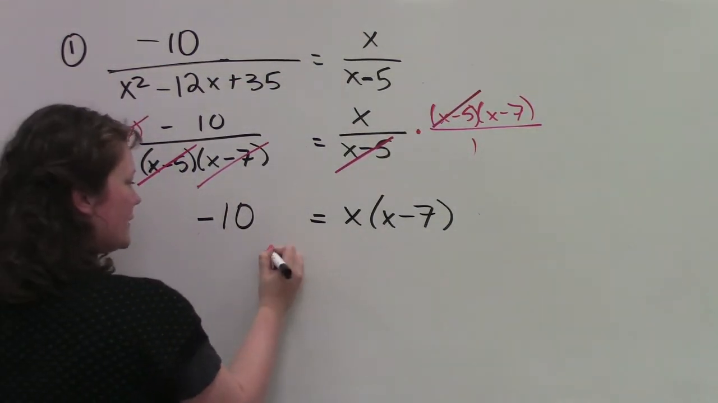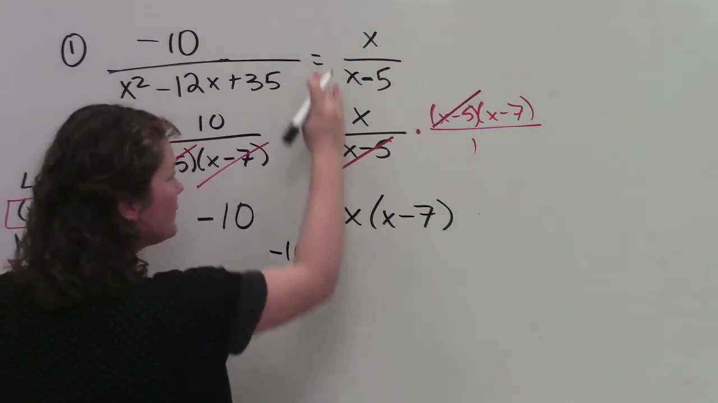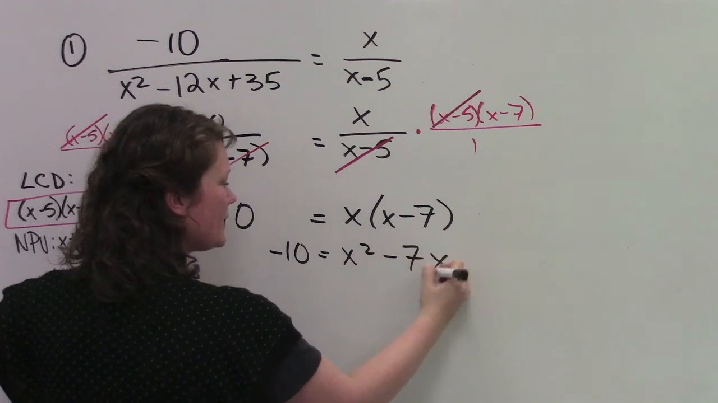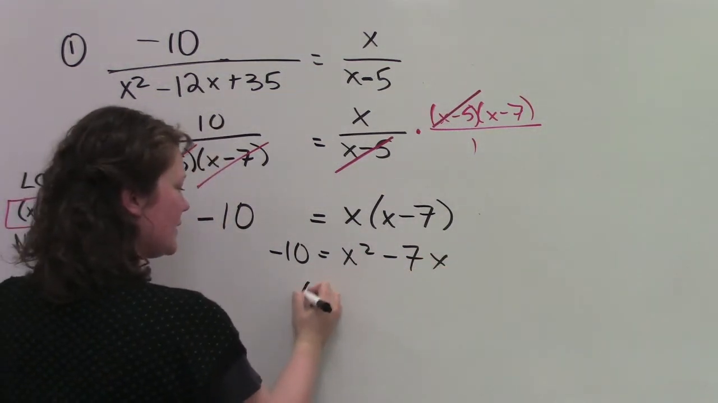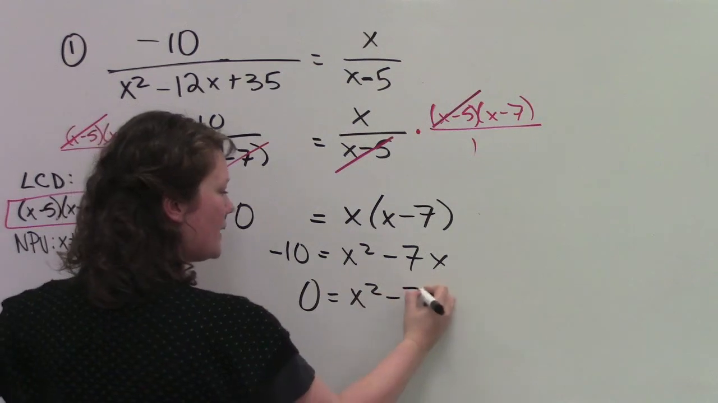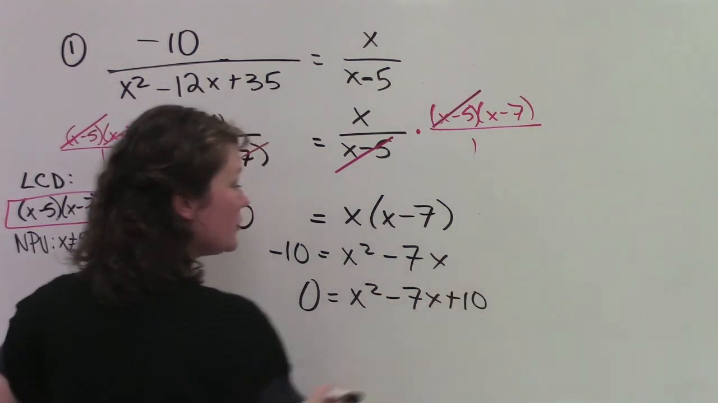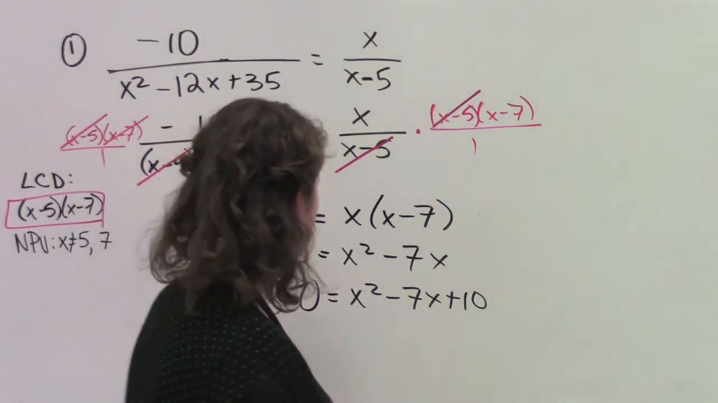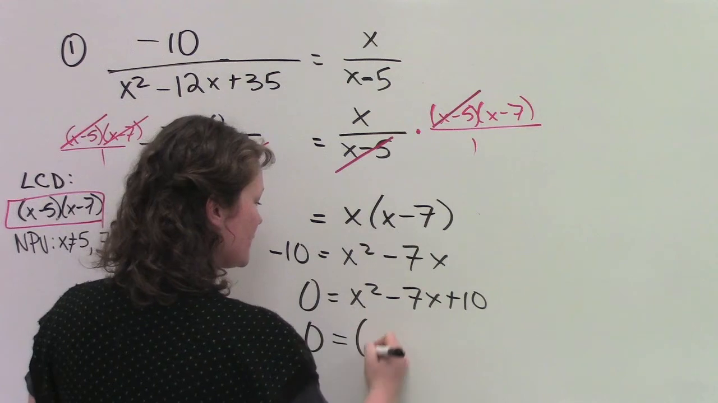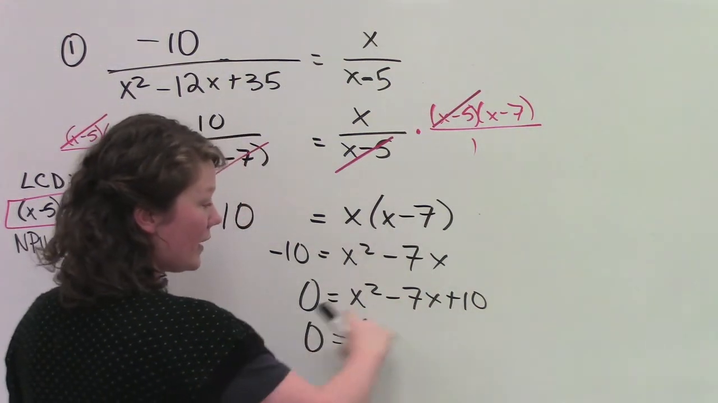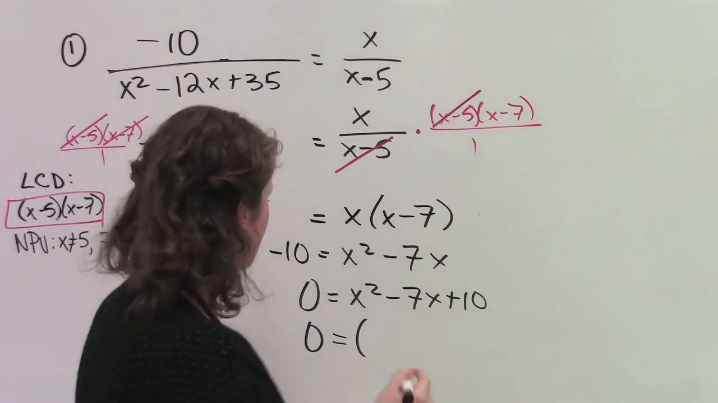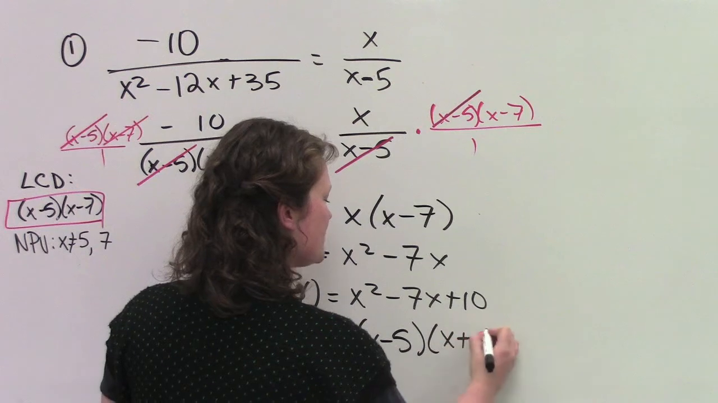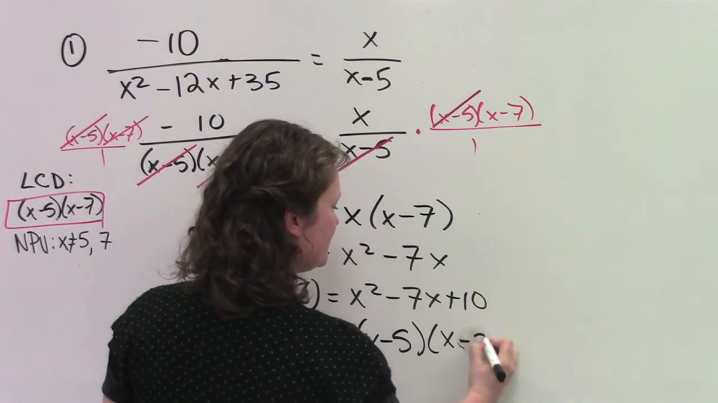I want to expand that. I do have to recopy this negative 10. Please notice that my equal signs are all lined up. X squared minus 7x. Add 10 to both sides. 0 equals x squared minus 7x plus 10. Two numbers that multiply out to 10, but add up to negative 7. Since it's a quadratic, we want to isolate the quadratic itself and then factor to see where the solutions are. X minus 5 and x minus 2.